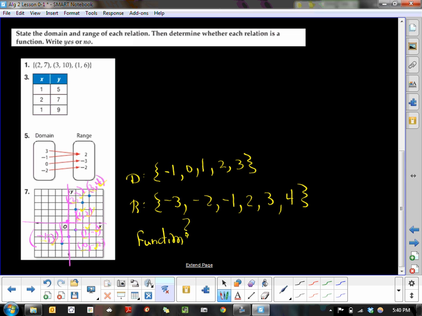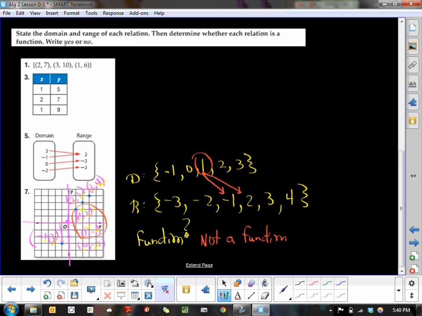Okay, so function, yes or no? Does every member of the inputs, does every x get paired with exactly one output? And here's where we have a problem. I'm going to look at this specific pairing right here. The 1 got paired with a 2. So 1 got paired with a 2. I'm going to use a kind of arrow graph. And the 1 also got paired with a -1. So this one input got paired with 2 different outputs, so it is not a function.